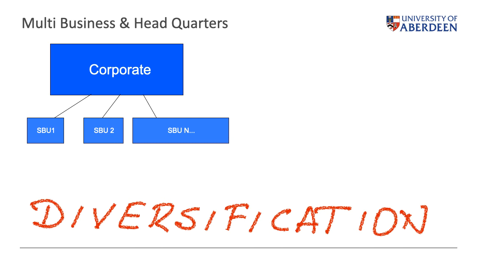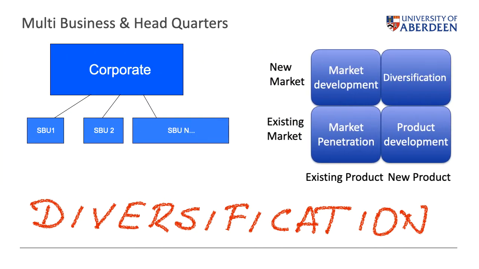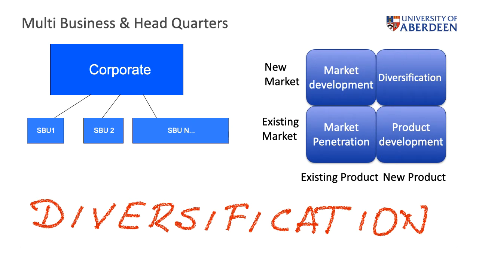There is a very clever way to describe how diversification happens. If you're entering a new market with an existing product, then you're developing the market. If you're entering a new market with a new product, well, that's genuinely diversification. If you're entering an existing market with an existing product, then it's market penetration. And if you're entering an existing market with a new product, then it's product development. This clever 2x2 is called the Ansoff matrix.